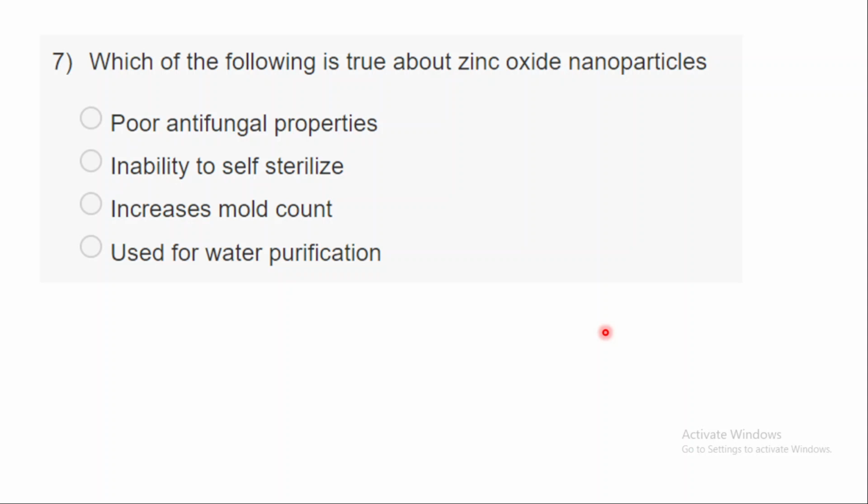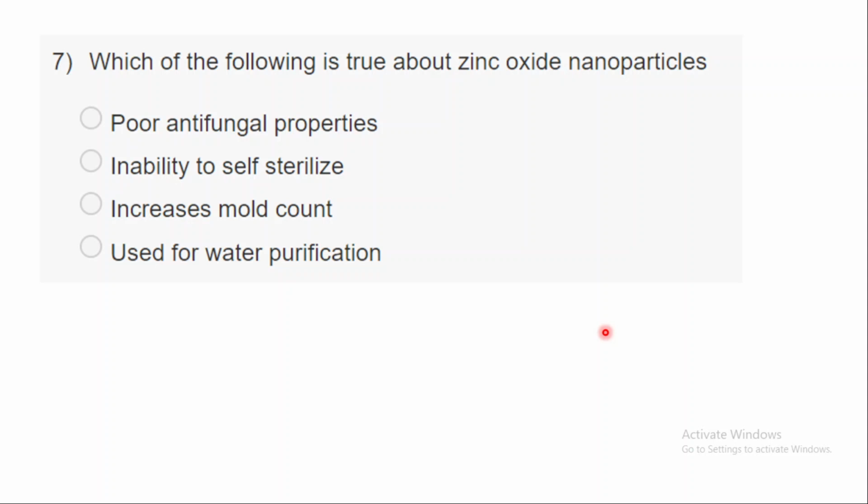The next question is about zinc oxide nanoparticles. Which one of the following is true about zinc oxide nanoparticles? Option A, poor antifungal properties. Option B, inability to self-sterilize. Option C, increases mold count. Option D, used for water purification.